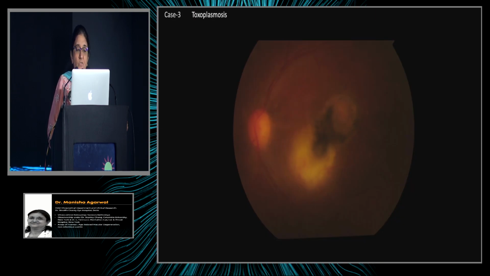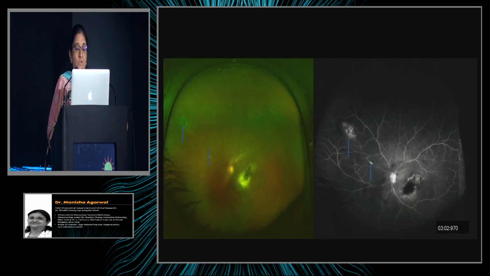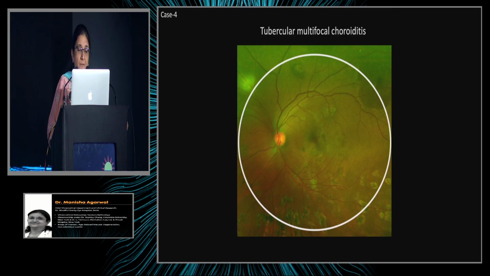This is a patient who is having an active retinochoroiditis patch, very much suggestive of toxoplasmosis. And if we do a conventional FFA, we do pick up this active patch which is present at the posterior pole. But when we do ultra-wide field imaging, we find an additional patch in the periphery and also an element of Chiarese arthritis, which apparently we could have missed if we did stick to only conventional imaging.